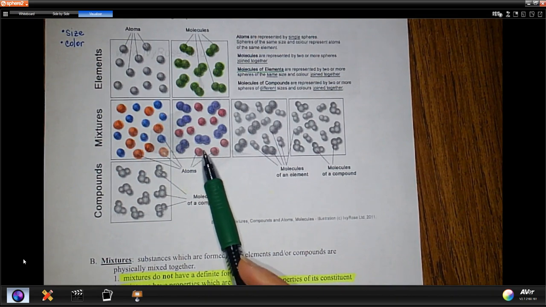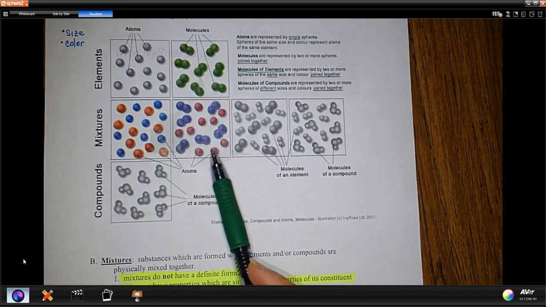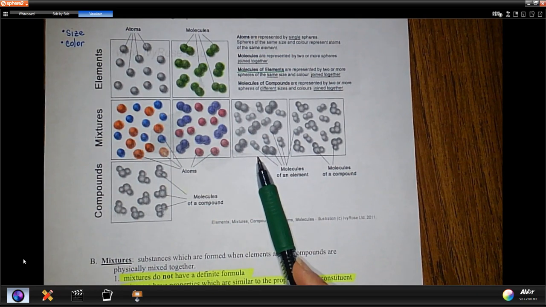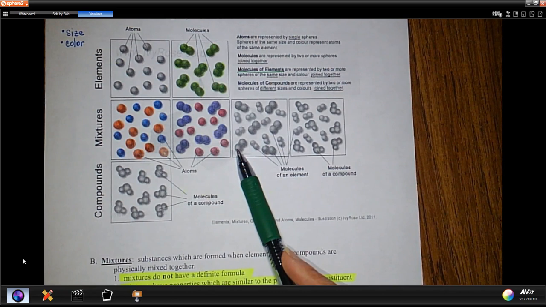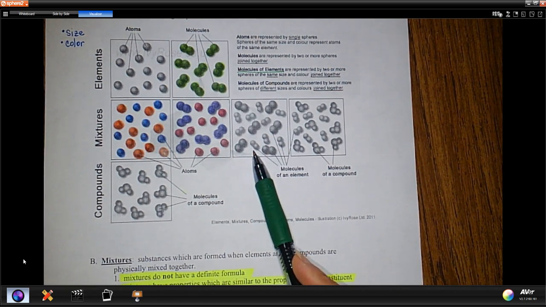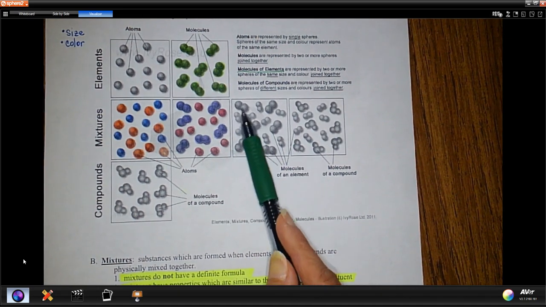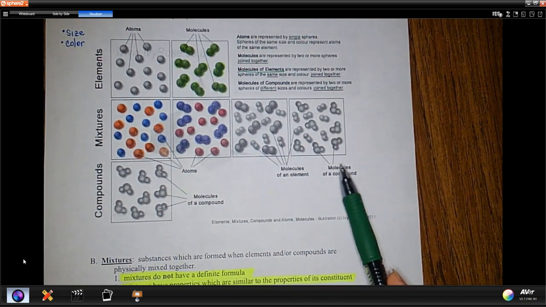And so we would say that this is a mixture also. If you're looking at the third pictogram for mixtures, you can clearly tell in this case that you have molecules of the element, but they are a different color and they are a different size. So for this reason, we would say that this is a mixture also.